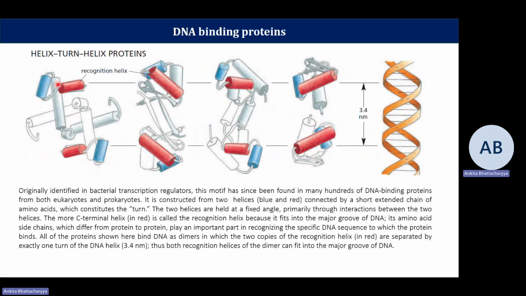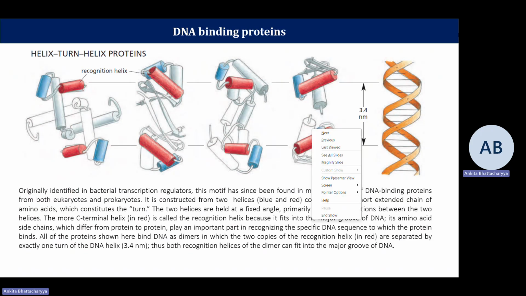Now, all of the proteins shown here are able to bind to DNA as dimers, in which the two copies of the recognition helix are separated by exactly one turn of DNA, and both of them can fit into the major groove of DNA, thereby allowing complete recruitment and more specificity. If you look at the structure, you will see that there is this recognition helix and there are two such entities present, helix, turn, helix.